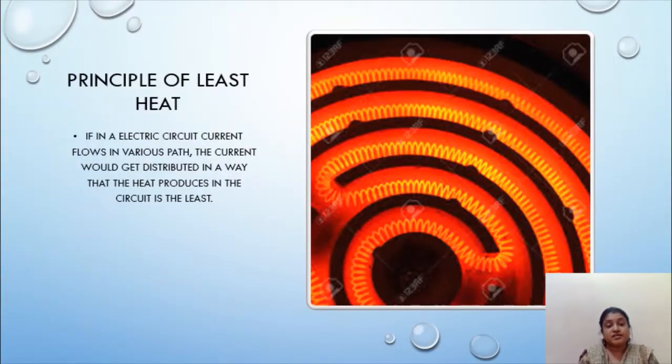Also, there is one another important aspect that tells us there is this current that will flow through the circuit. It will distribute itself, or divide itself, in the various channels of a network in such a way that the heat produced in the circuit would be least, which we know as the principle of least heat. So this is the very basic of Joule's law, which is very important for us to know. So let's learn Joule's law.